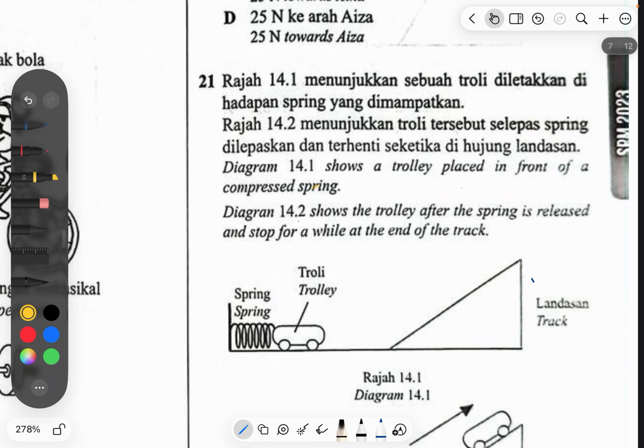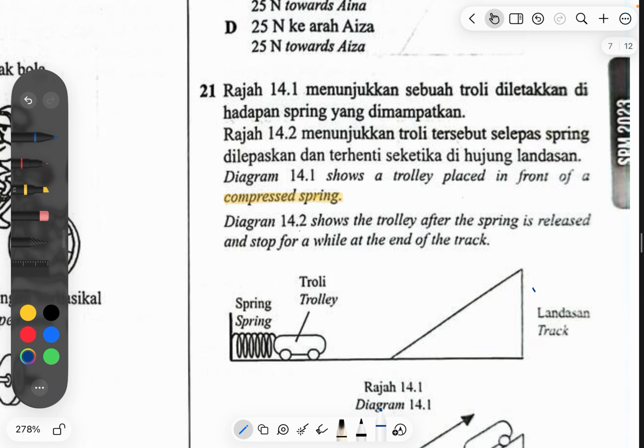Diagram 14.1 shows a trolley placed in front of a compressed spring. We already know that this compressed spring has energy. It has elastic potential energy, to be more specific. This elastic potential energy will lead to a force, and this force will push the trolley up.